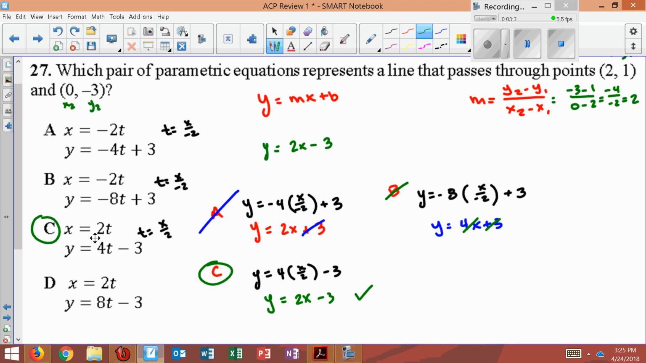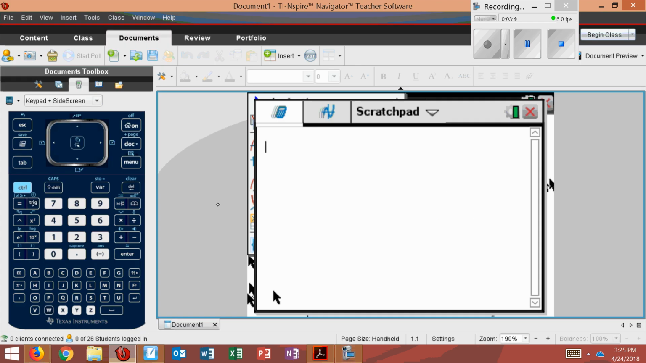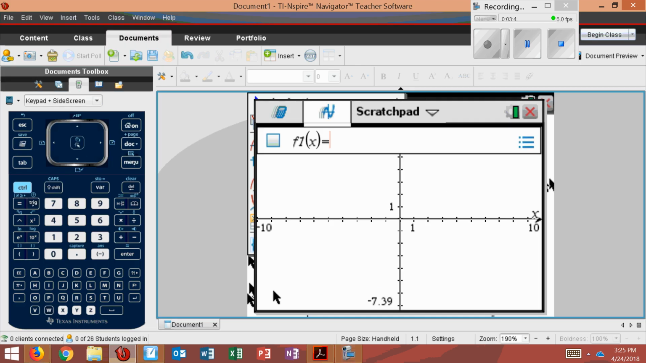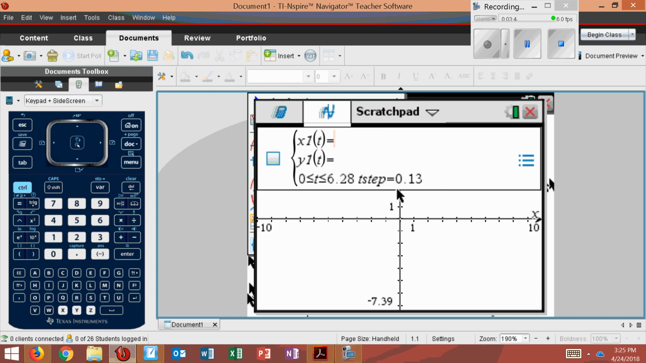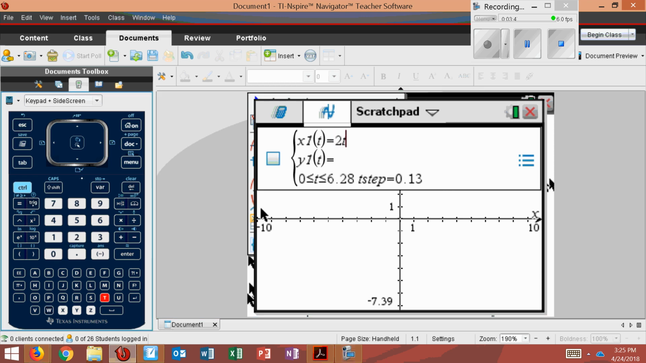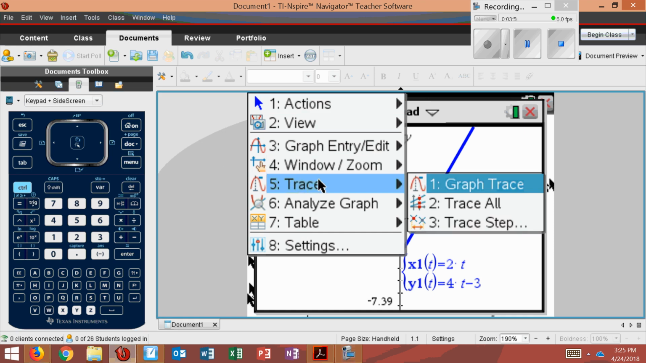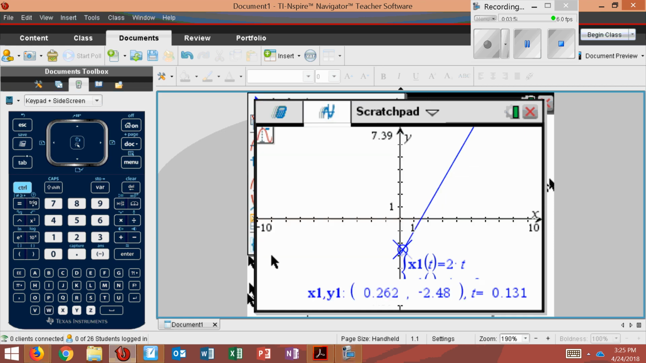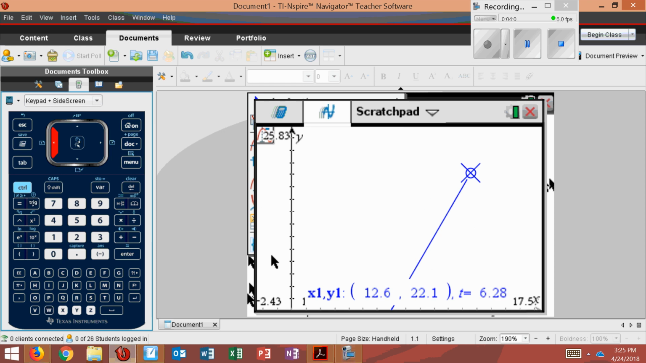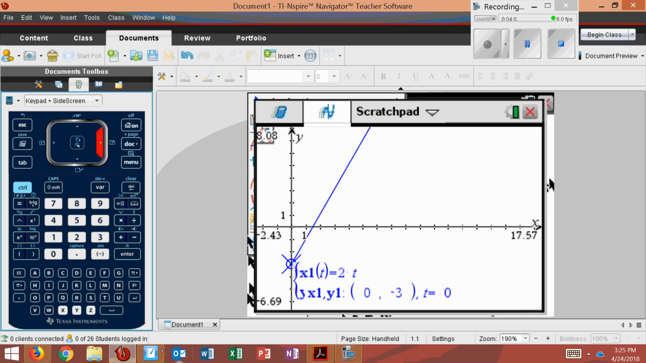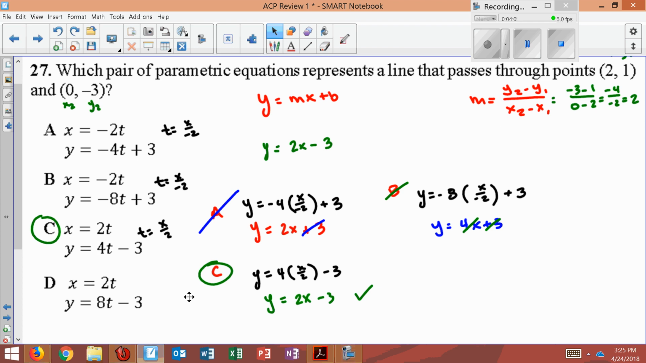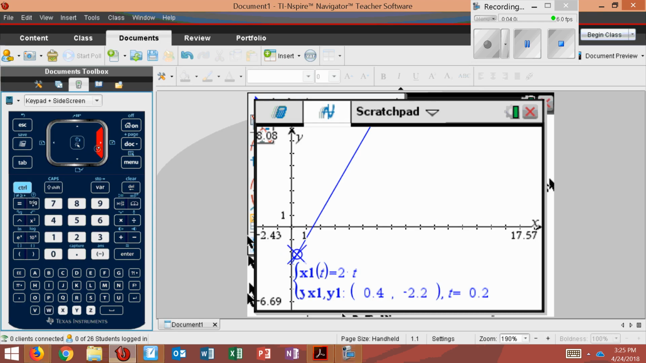Now we could check this by graphing, and this is the way you could have done it from the start if you so desired. As you go to graph entry, parametric, you type in 2t. The other equation was 4t - 3. And I'm just going to trace this. Menu, trace, graph trace. Do I have the point? It looks like I do: 0, -3. I needed 0, -3. I also need the point 2, 1. And so I continue on, and I look for 2, 1.